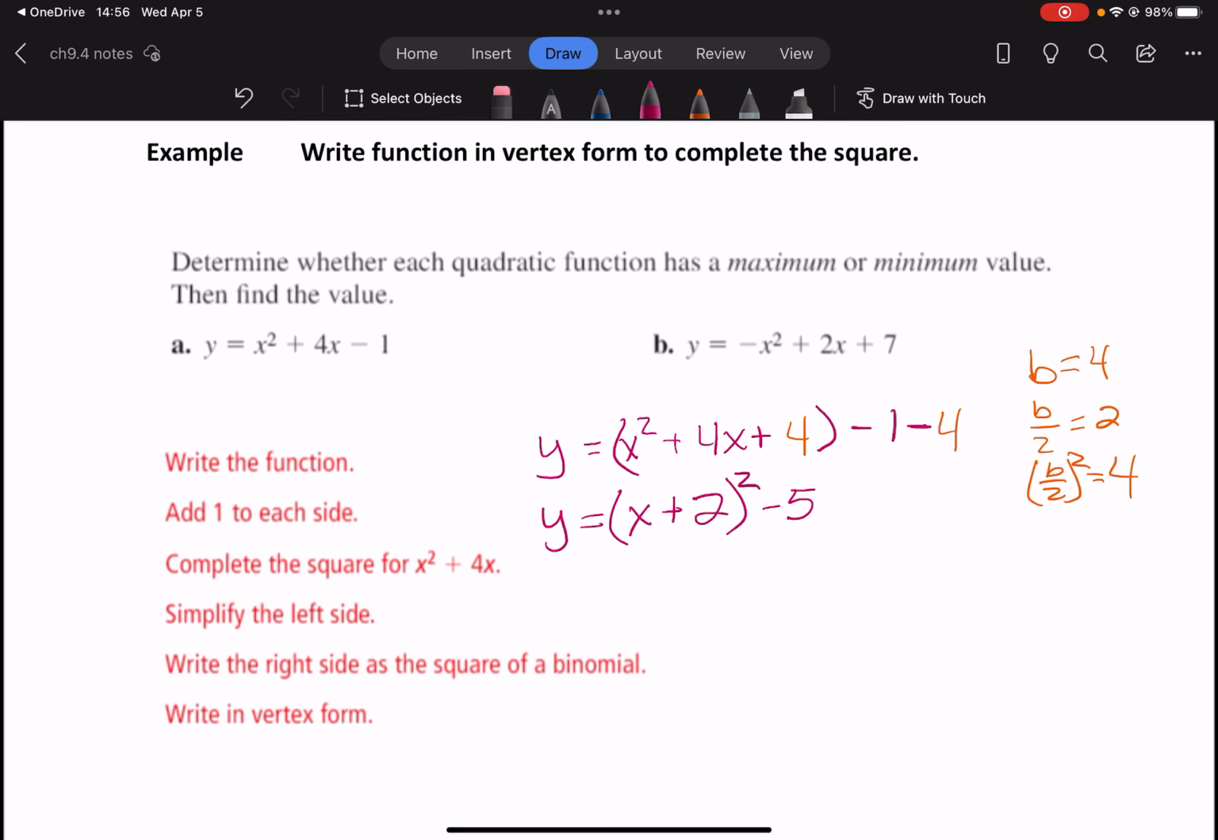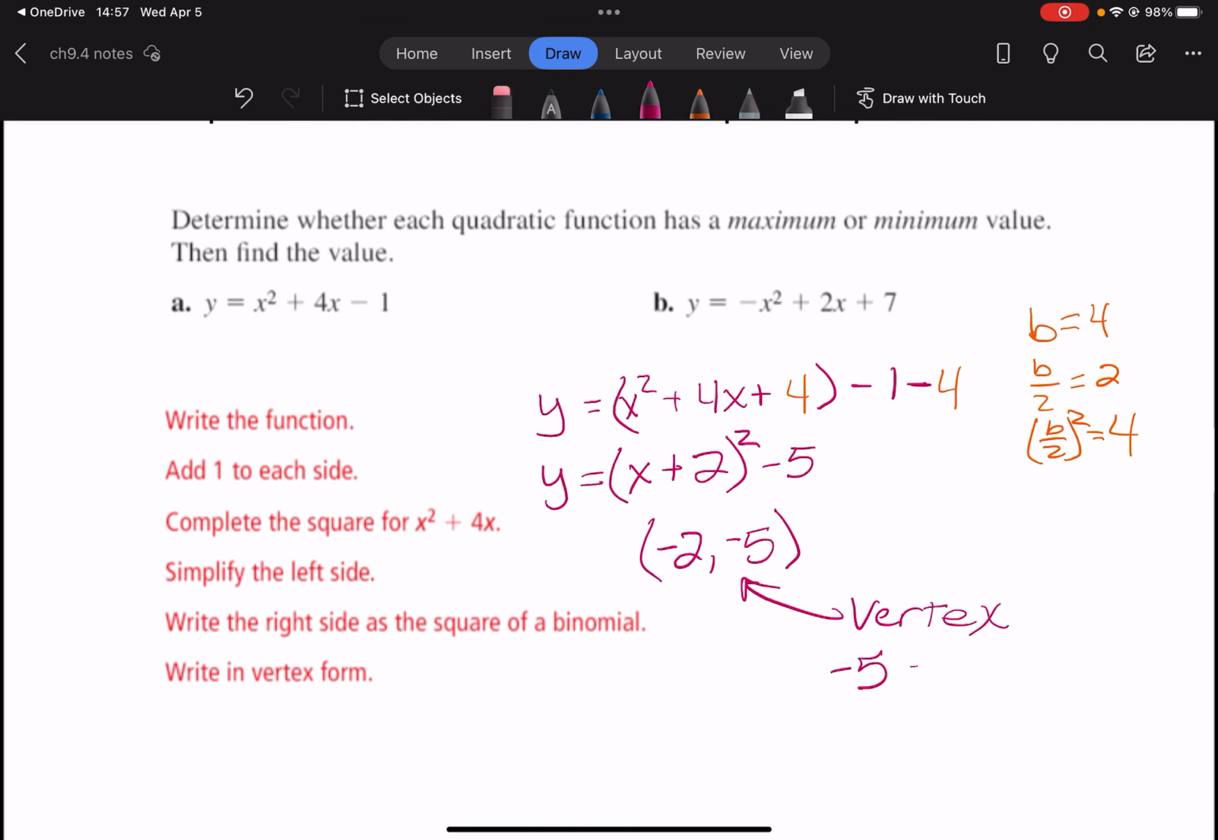Remember, the vertex is the number on the inside of the parentheses and the one on the outside. So the number on the inside is my x, so that's a plus 2. Remember, it's inside, we change the sign. We make it negative 2. So negative 2, negative 5 is the vertex. And since the number out front is a 1, we know it's a positive number, so it's going to be a minimum. So negative 5 is a minimum.